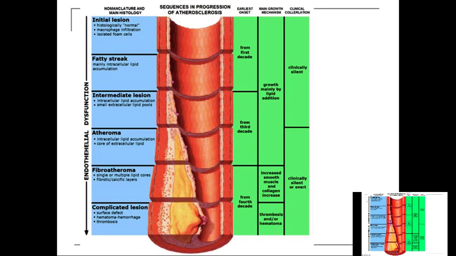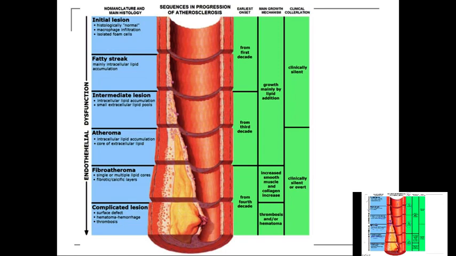We start here, the initial lesion. There's a fatty streak that starts to accumulate. Then you get some more lipid accumulation in there. You get these lipid pools. Then you get an atheroma, which is a core of extracellular lipids in that area. Then you get a fibroatheroma, which is either a single or multiple lipid cores. You get this very fibrotic or calcific layer there.